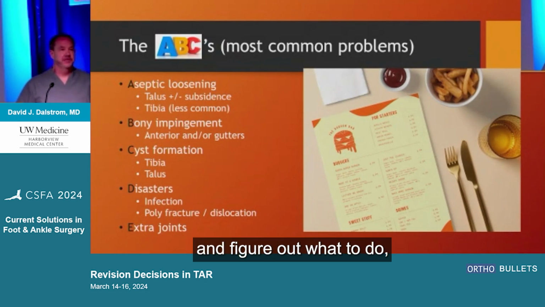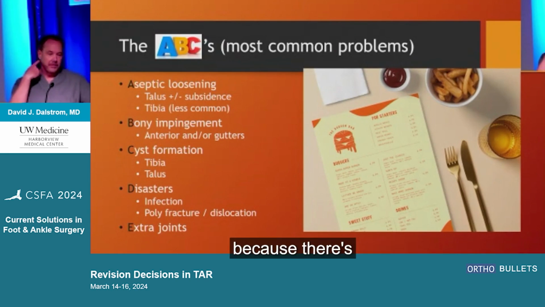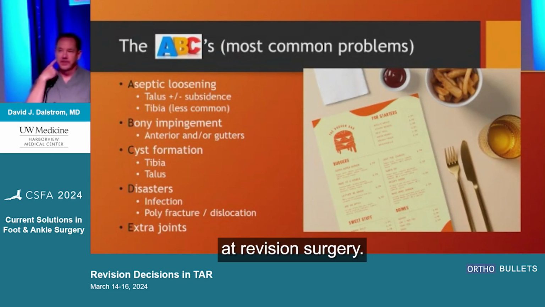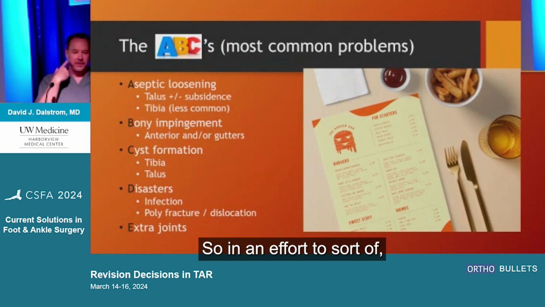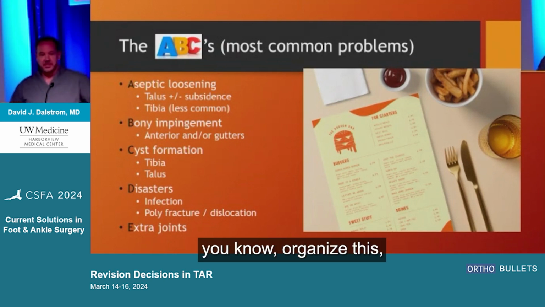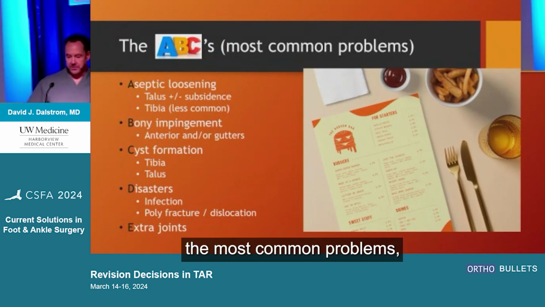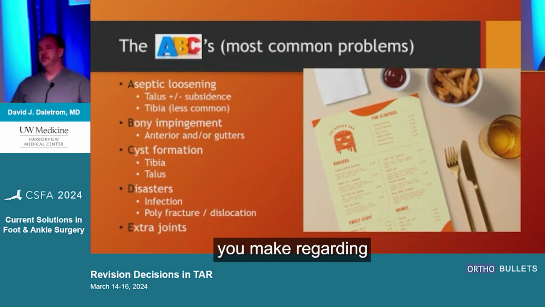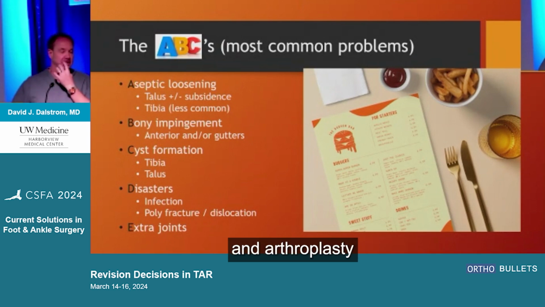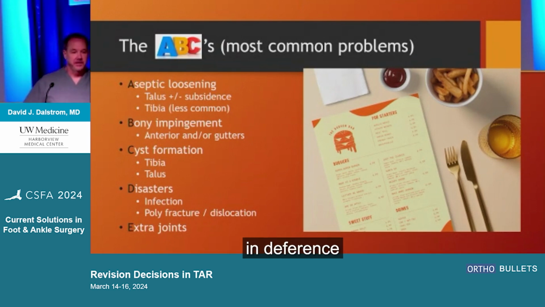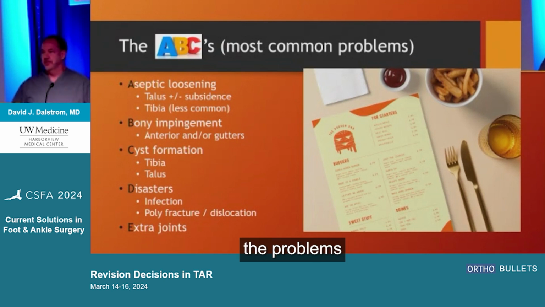When I try to look at this and figure out what to do, this becomes a difficult problem because there's so many things to think about when you're looking at revision surgery. So in an effort to organize this, I came up with the ABCs, the most common problems, because I think any decisions you make regarding revision surgery and arthroplasty really have to be done in deference to the most common differentials of the problems that can happen.